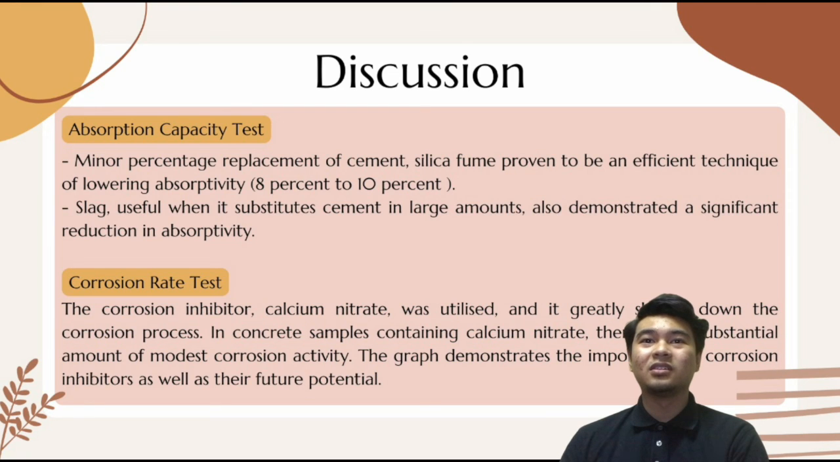Corrosion rate test. The corrosion inhibitor calcium nitrate was utilized and it greatly slowed down the corrosion process. In concrete samples containing calcium nitrate, there was a substantial reduction in corrosion activity. The graph demonstrates the importance of corrosion inhibitors as well as their future potential.